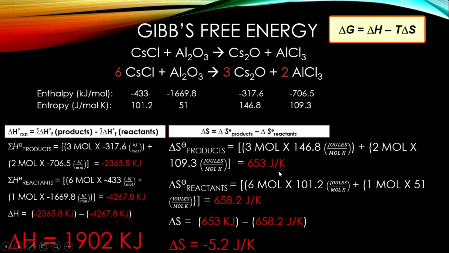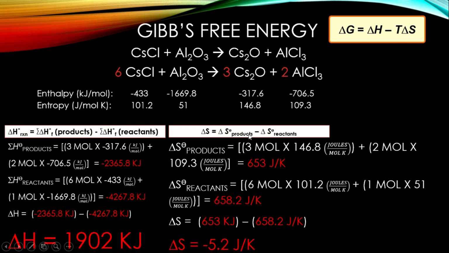Next naman for the reactant, same process lang din sa enthalpy. Ang nabago lang ay yung kanilang value dito. So, this is our reactant. 6 ang cesium chloride. Kaya 6 dito, kaya maglalagay tayo ng 6. Imumultiply natin yan sa value ng entropy, which is 101.2. Okay, next. For the aluminum chloride, walang nakalagay na number, pero considered as 1, kaya 1 mole. The entropy value is 51, kaya 51. So ang lalabas sa summation of the change in entropy ng reactant ay 658.2 joules over Kelvin.